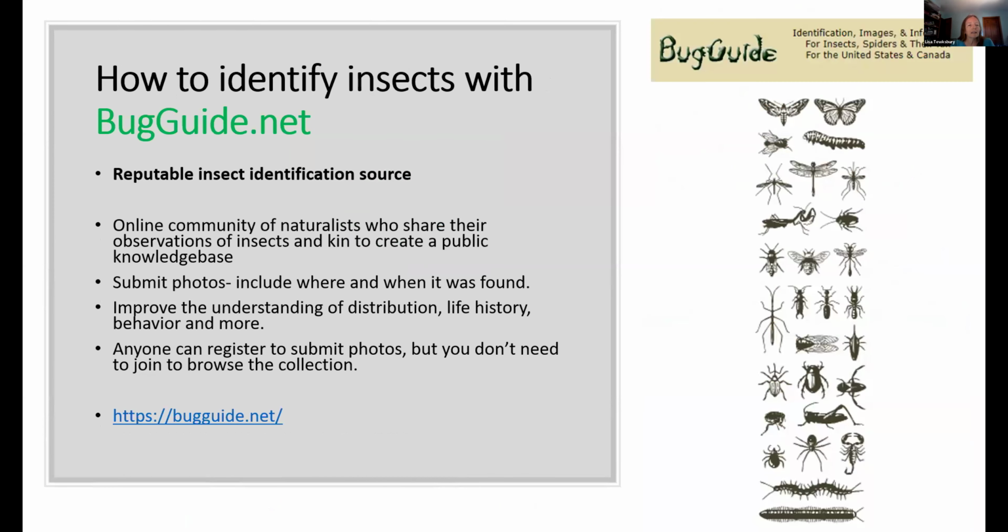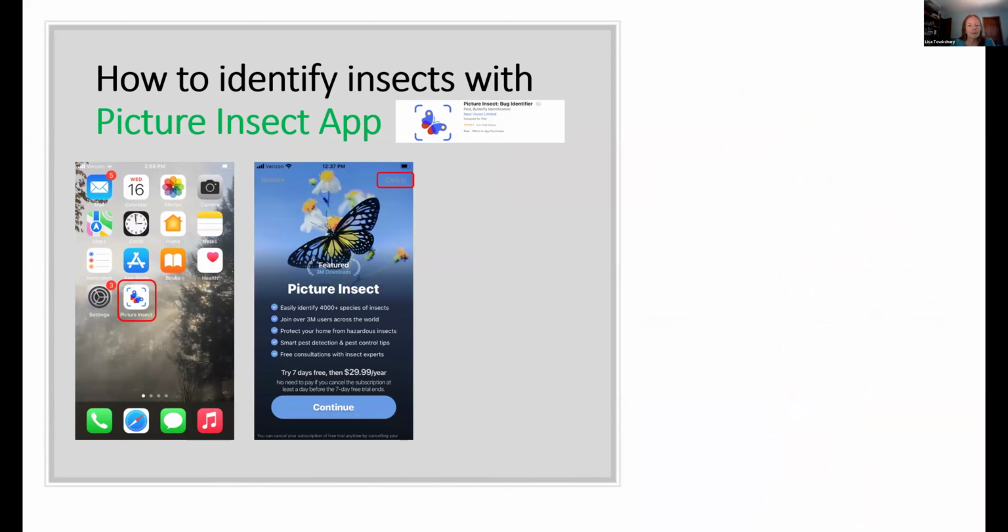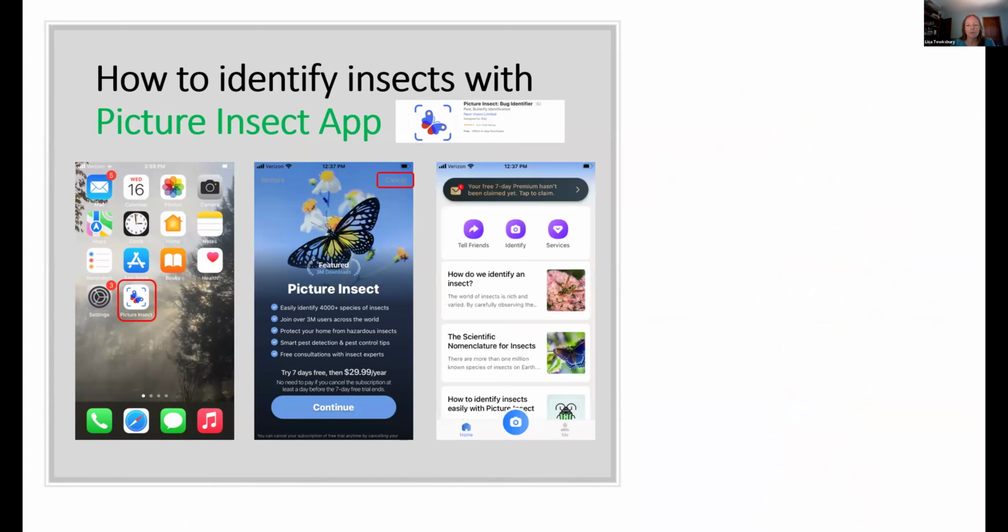So bugguy.net can be helpful in identifying. You can submit a photo. Experts can sometimes get back to you. Picture Insect, as I said, is one that you can take a photo or use a photo that you've already taken.